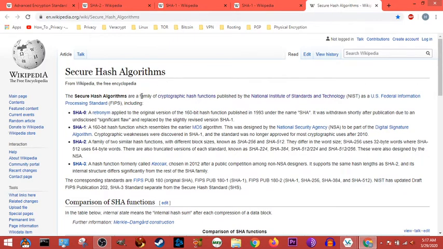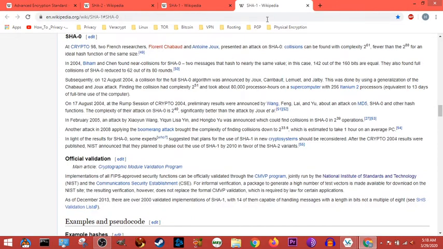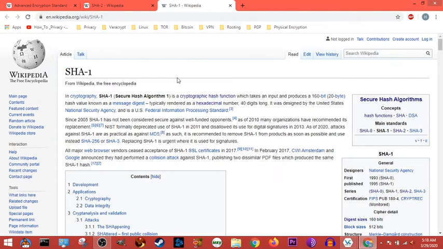The secure hash algorithms are a family of cryptographic hash functions published by the National Institute of Standards and Technology. Way back in 1993, the NSA released SHA-0, or Secure Hash Algorithm 0, and it was a mess-up. There was a significant flaw, so they terminated that release and then released SHA-1, Secure Hash Algorithm 1. That's what people used for a long time as their secure hash algorithm.